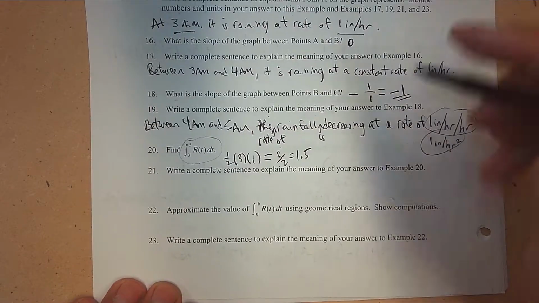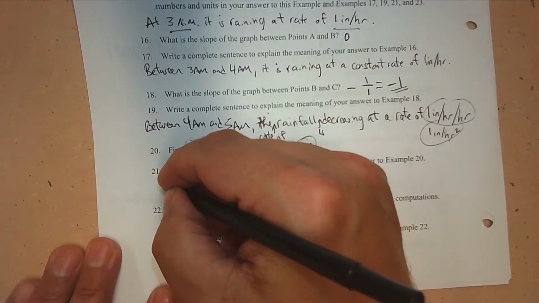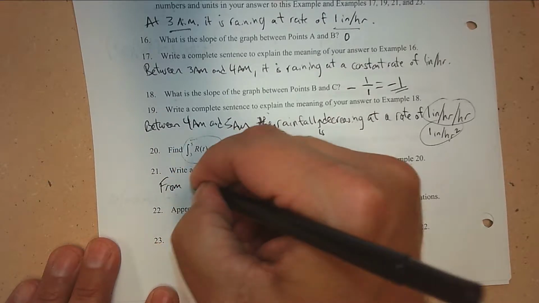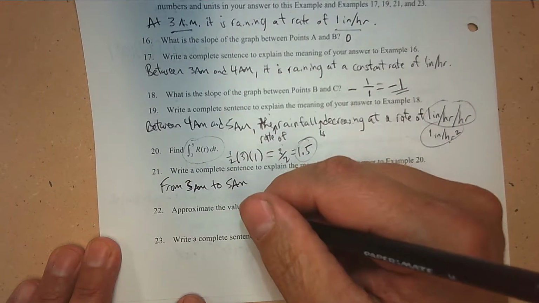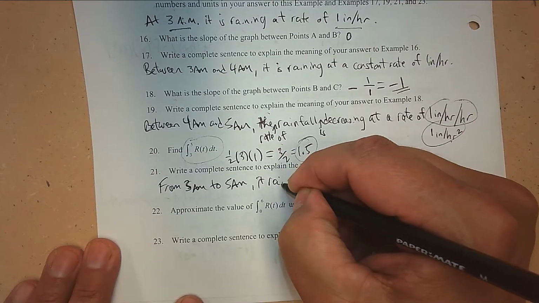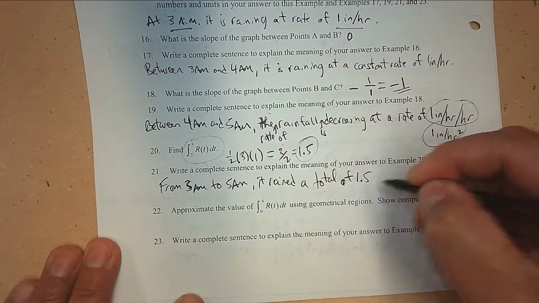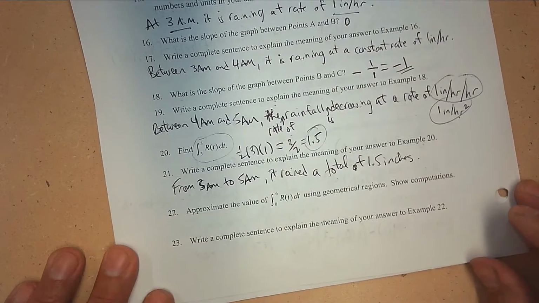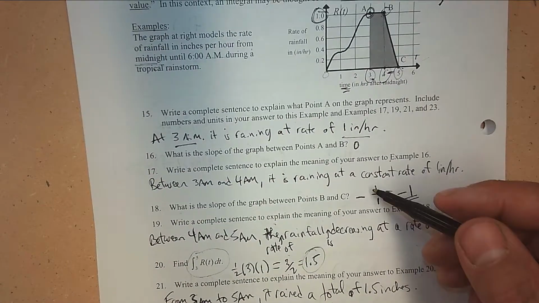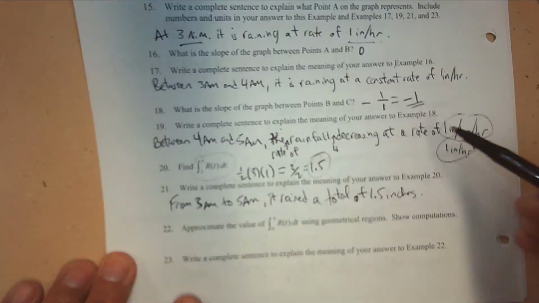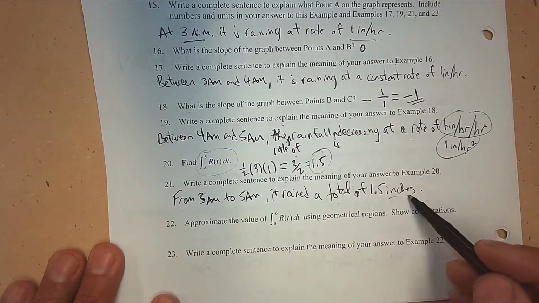Write a complete sentence. Explain what that means. What did you just find? So what's the time from 3 to 5? So from 3 a.m. to 5 a.m. it rained a total of 1.5 inches. So when we integrate, it's not a rate now. So others were rates, like question 15, inches per hour. Number 19, a rate of a rate, inches per hour per hour. When you integrate going the other way, the answer is just inches. It's a finite answer, not a rate.